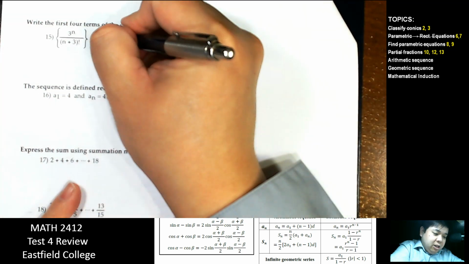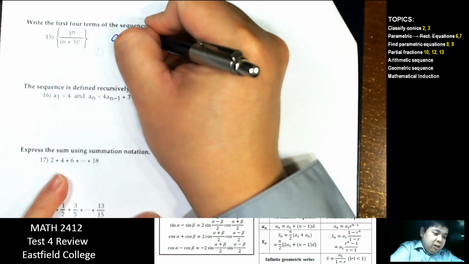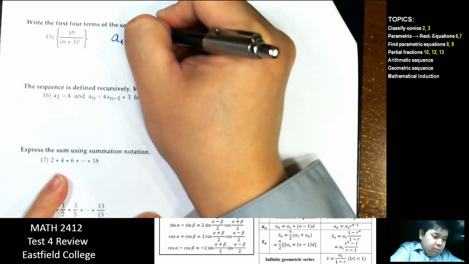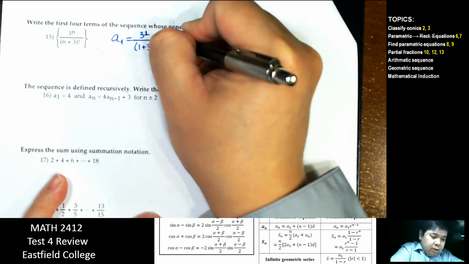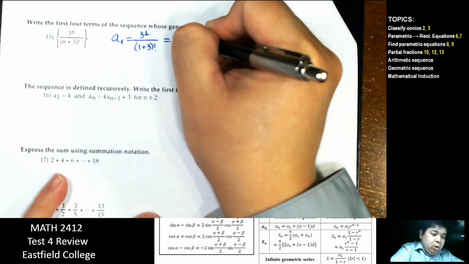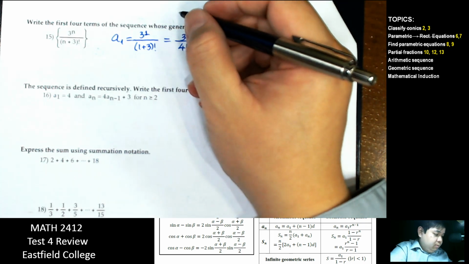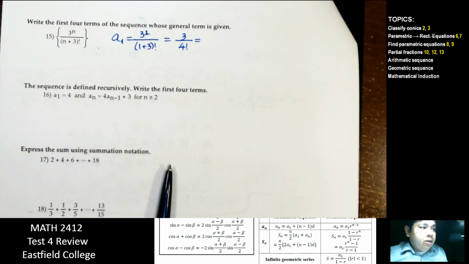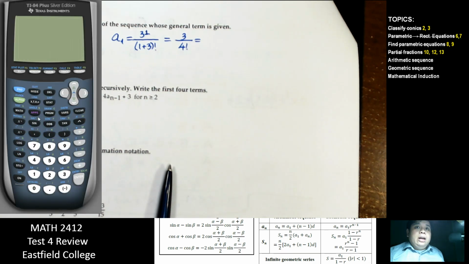So that will be easy. A1, put 1 in here. And then we have 4 factorial will be 24. By the way, for the factorial, when we hit math, sorry, turn it on. Math option, go to the probability tab. Under that probability tab, option number 4.